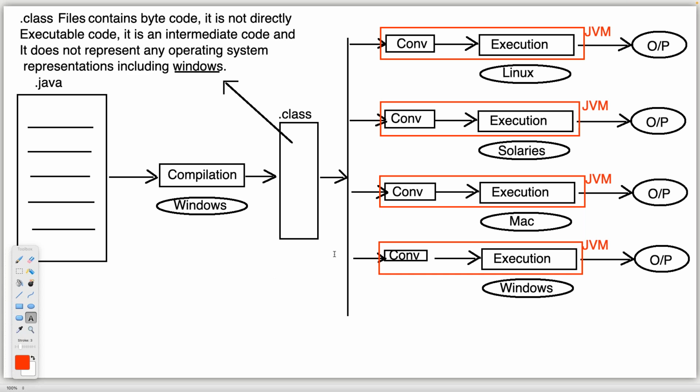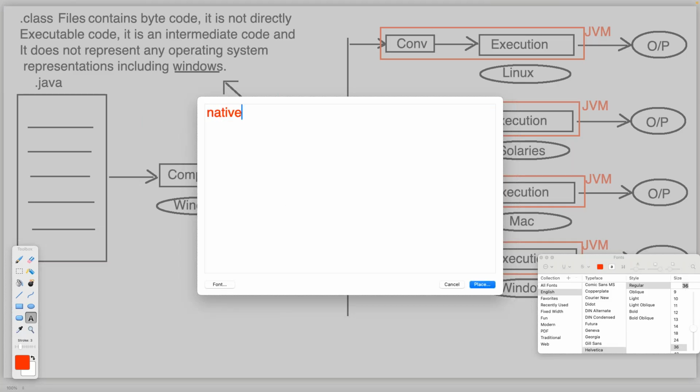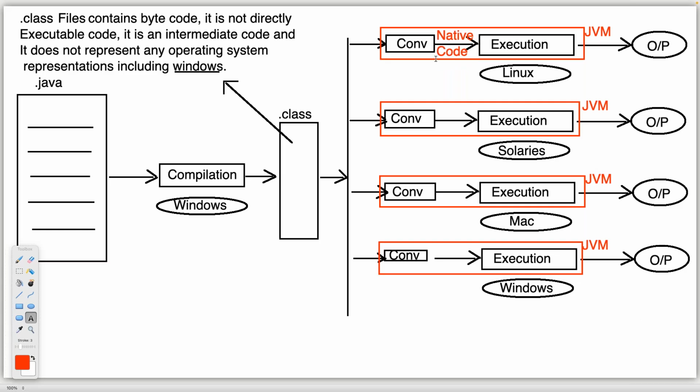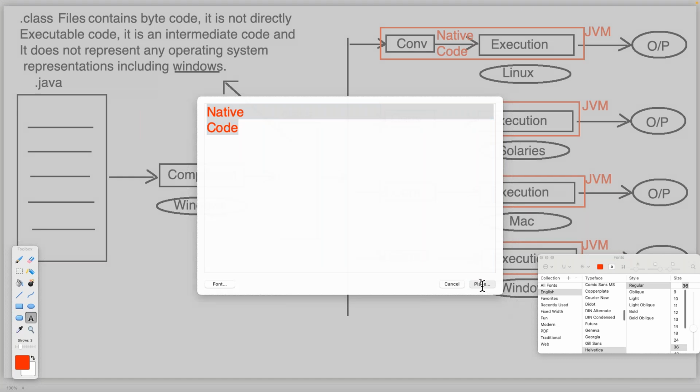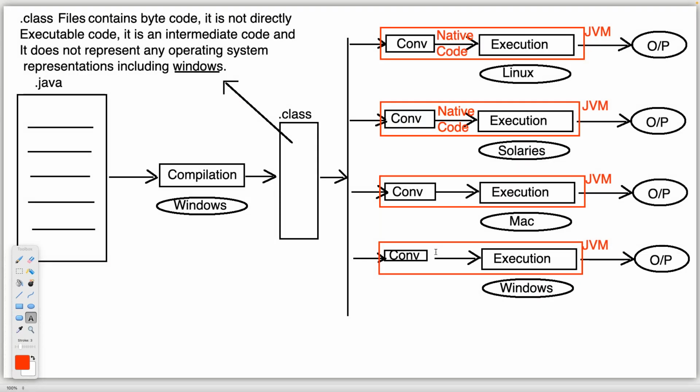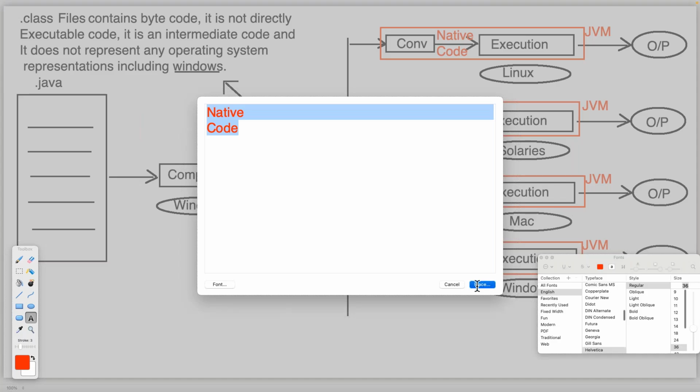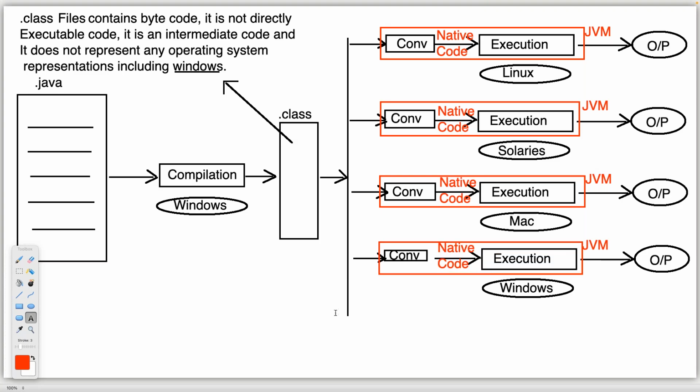That translated bytecode with the local operating system representation is called native code. Understand it clearly. The translated bytecode is nothing but native code. Everybody understand it clearly. So the first job of the JVM is what?